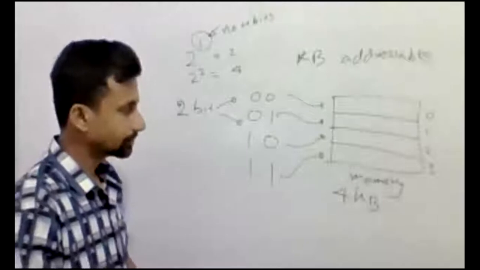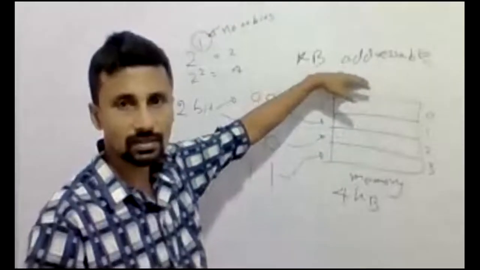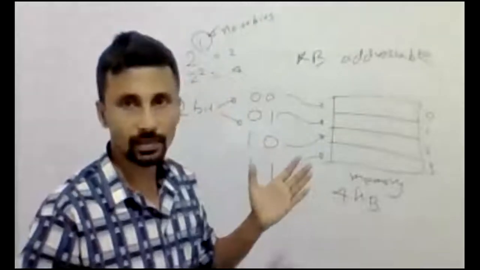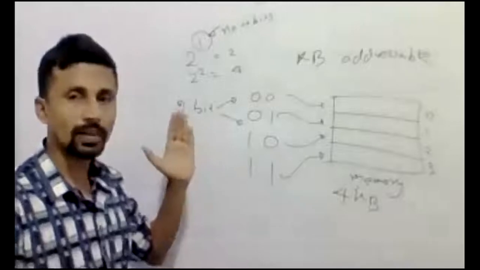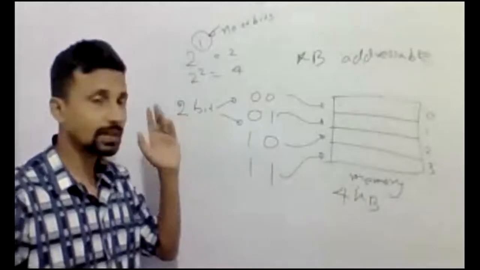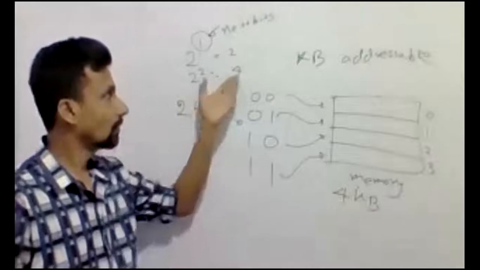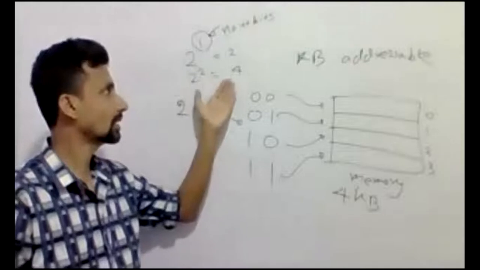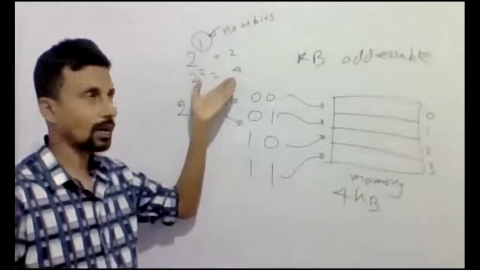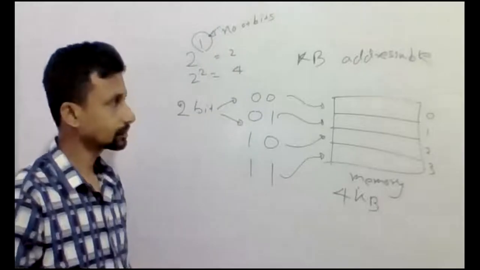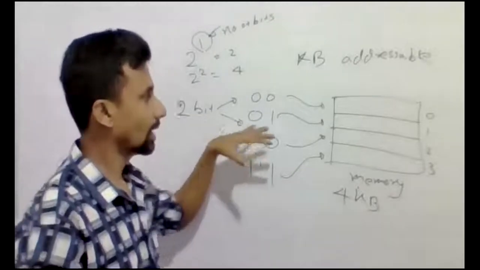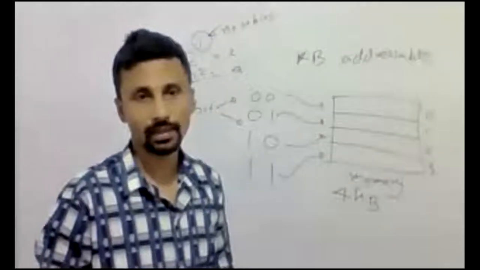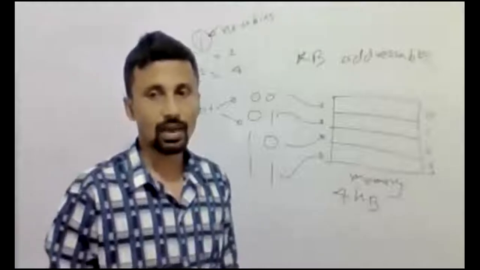Understood? So in the questions or the scenario, they have to give whether it is byte addressable or kilobyte addressable. Then we have to find out how many addresses we need and how many bits we are using. If they are telling 2 bits, we can take definitely there are 4 addresses. So the number of addresses is 2 to the power of the number of bits. Each address has 1 byte or 1 kilobyte, so with 4 addresses I have 4 kilobytes. This is the basic thing that you have to understand.